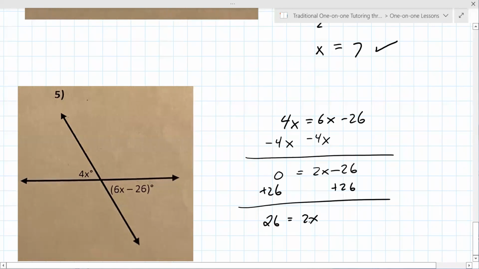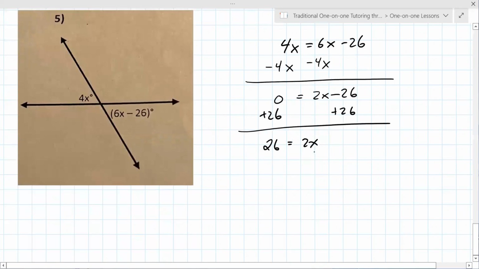Actually, it's 28. It's not, it's 26, because 2x and 26 do not go together. So now you have to divide by 2, right? Yes. So what does x equal? 13. 13, good.